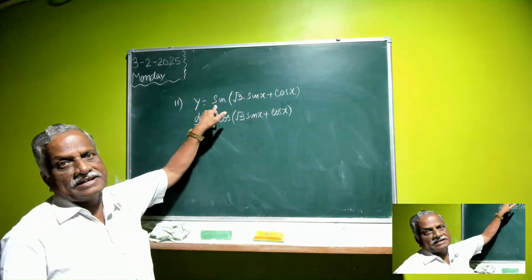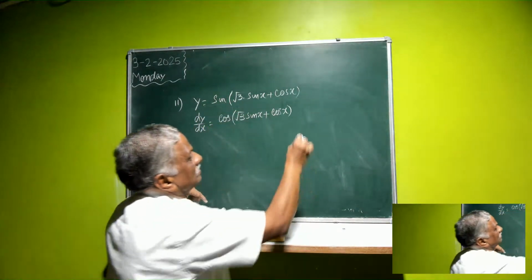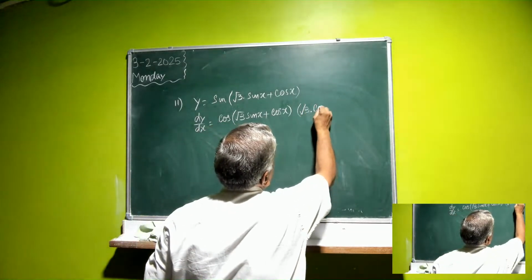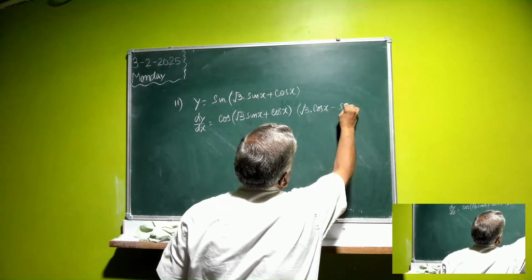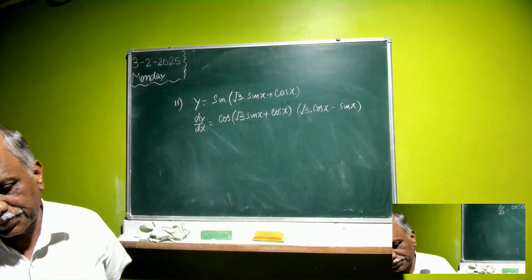At first, differentiate sine, which becomes cos. Now I have to enter inside. Root 3 is a constant, I keep it as it is. Sin x is cos x, plus cos x is minus sin x. Leave it like that, no need of simplifying it.